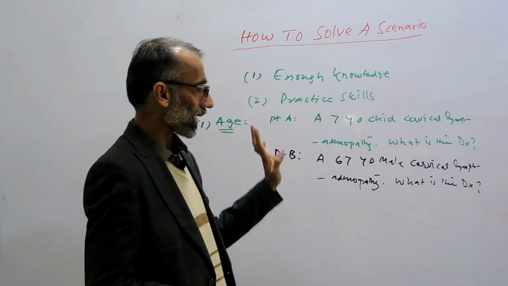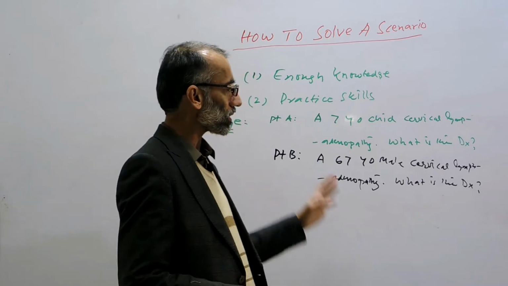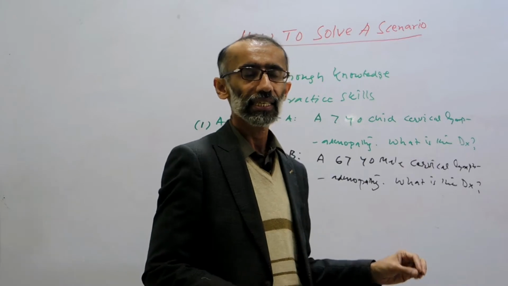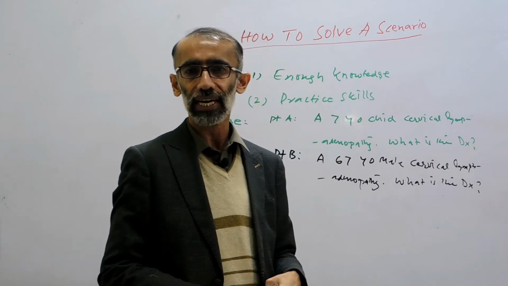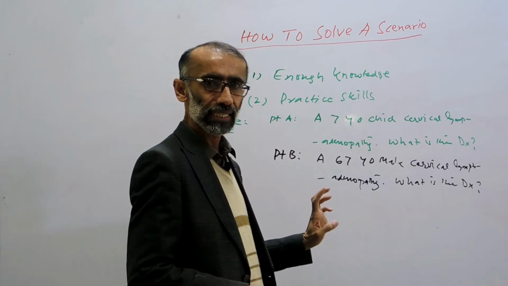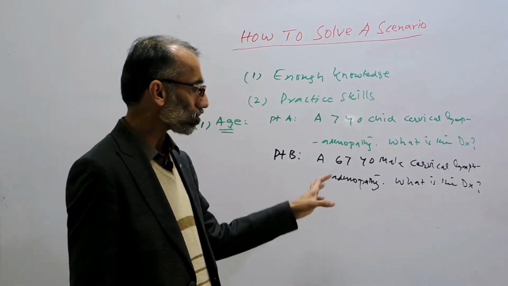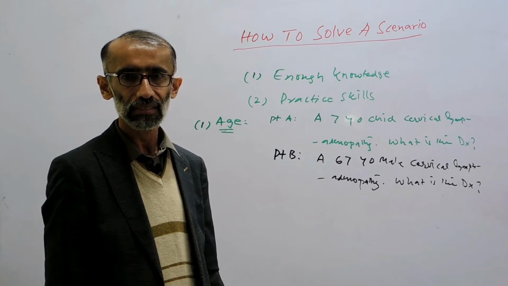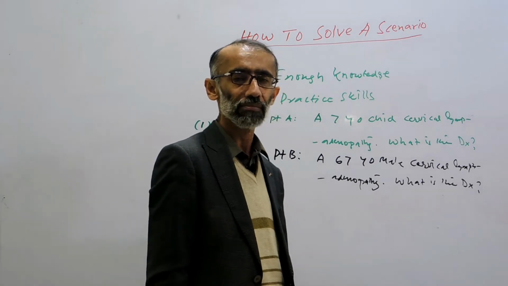In case of patient A, that is a 7-year-old child presented with cervical lymphadenopathy, most likely he is suffering from a viral or bacterial infection in the nose and throat. While in the case of patient B, a 67-year-old male presented with cervical lymphadenopathy, most likely he is suffering from underlying malignancy. It could be leukemia or lymphoma.